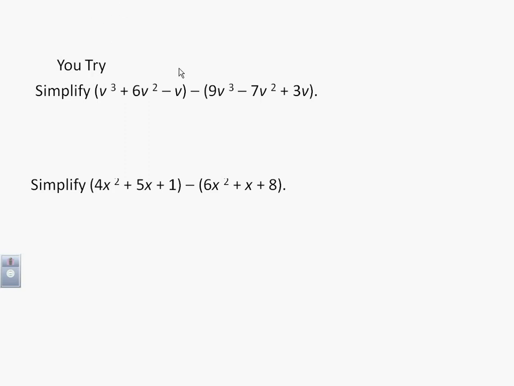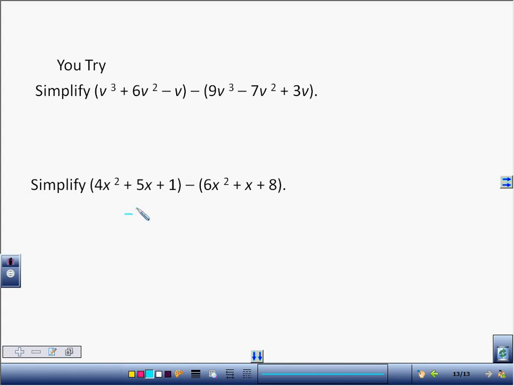I got negative 2x squared plus 4x minus 7. You got it right. Negative 2x squared plus 4x minus 7. She got it exactly right. Very nice.